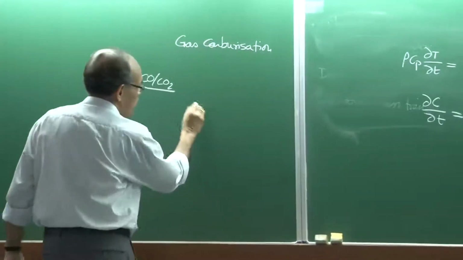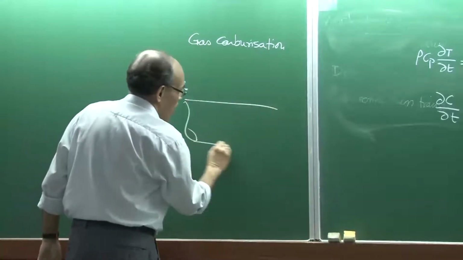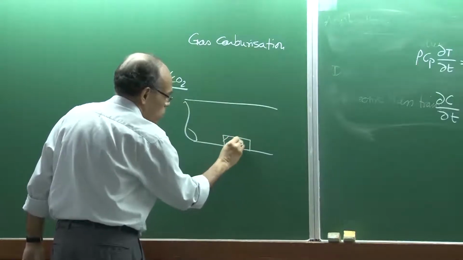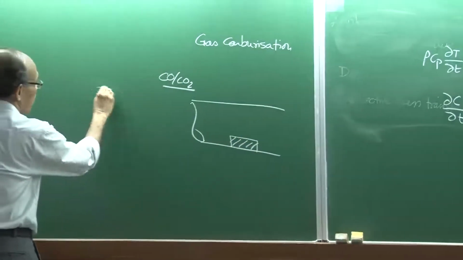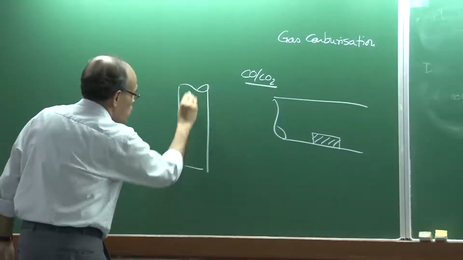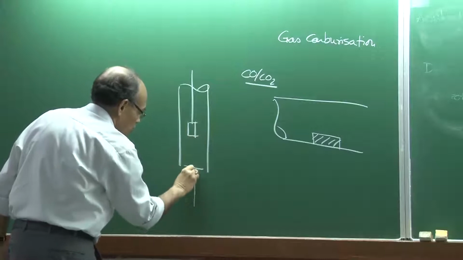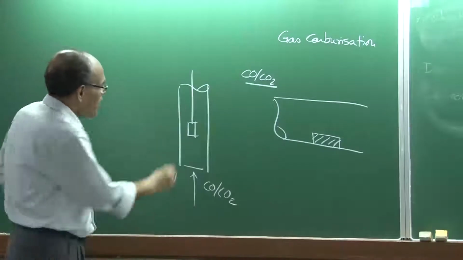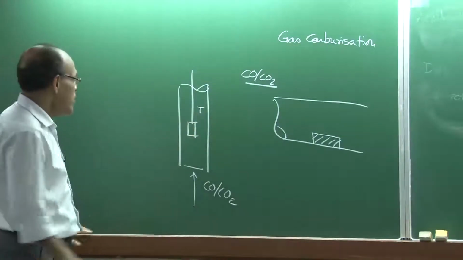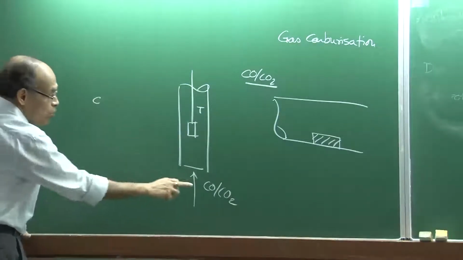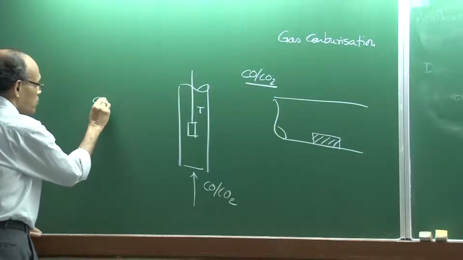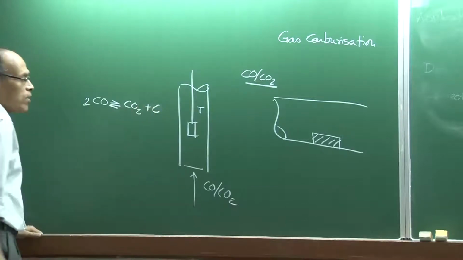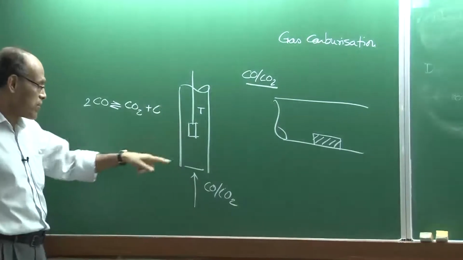So you can have a furnace, for example, maybe a tubular furnace, and you may have a specimen here, or maybe you have a vertical furnace in which you have suspended a solid, and then you introduce a carbon monoxide, carbon dioxide gas mixture. And you create the temperature in such a way that this reaction at the surface will take place, and the gas composition is such that 2CO is equal to CO2 plus C. That's the reaction that is going to take place at the solid surface.